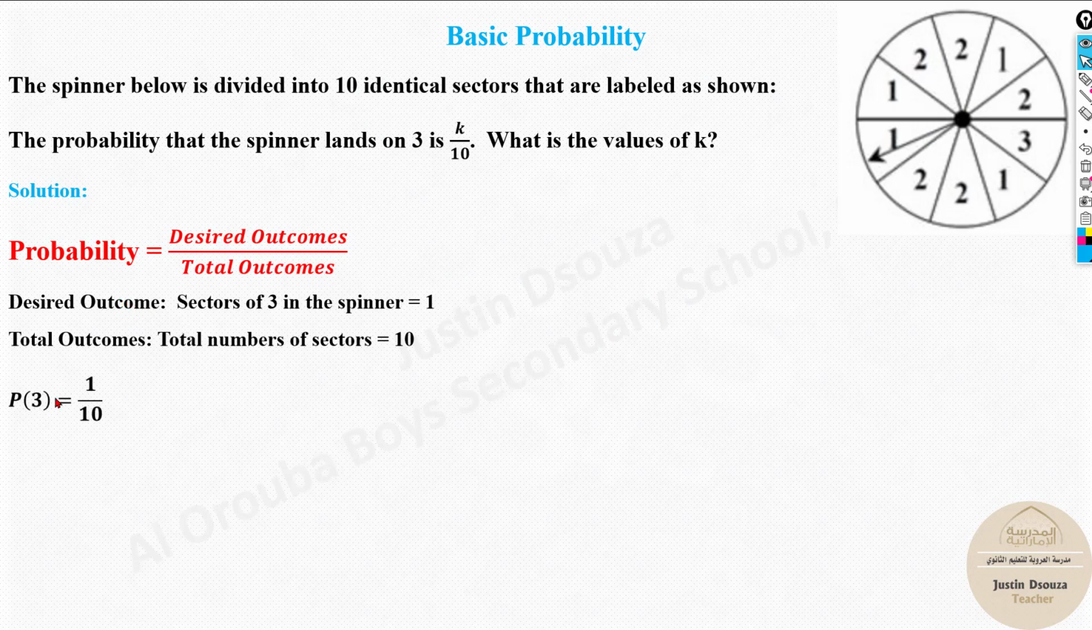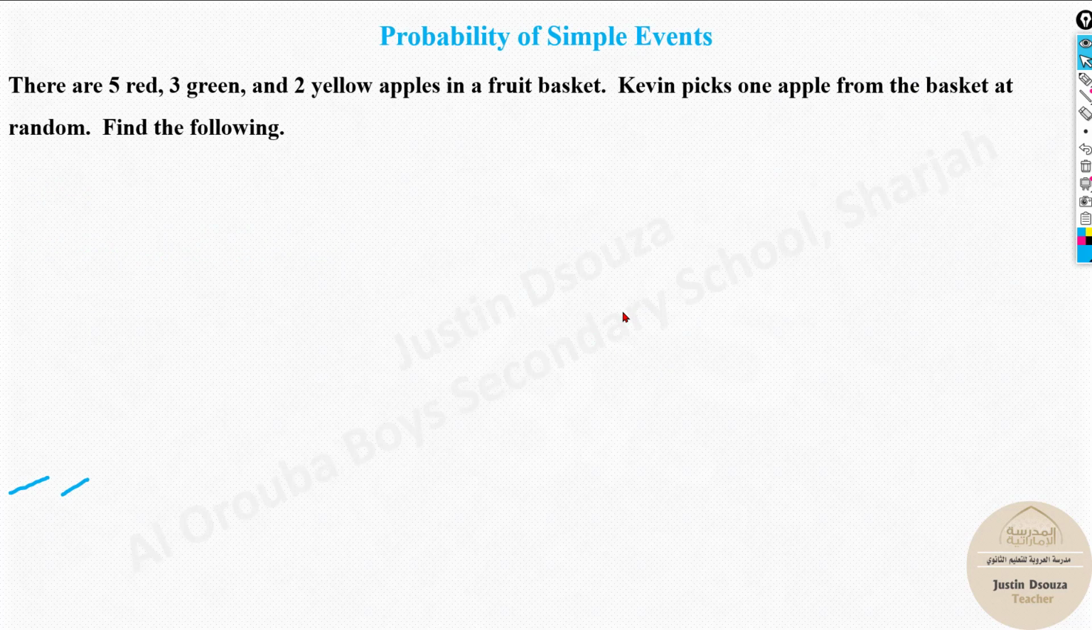So all you need to do is, the probability of the spinner landing on 3, that is P of 3, equals 1 by 10. Now the answer is 1 by 10, yes, but they have not asked for the probability, they have asked for the k value. That means they have told us the probability of the spinner is given by k by 10, right? So this answer is equal to k by 10. So what is the value of k? So this one is 10 and 10. So k is equal to 1. So that is the answer. This is how we can solve simple problems like this.